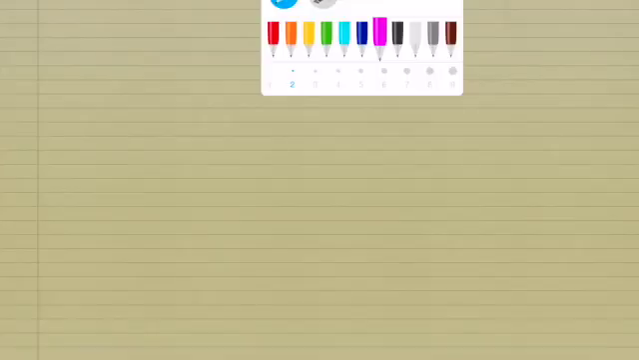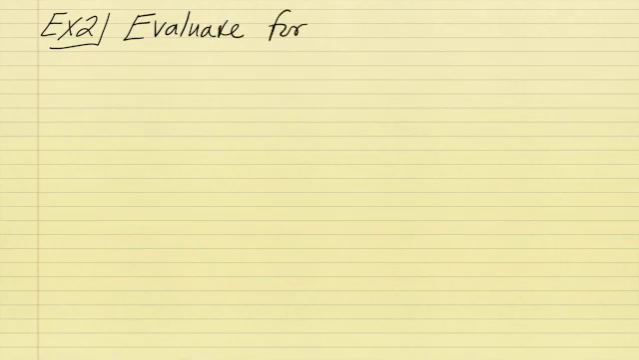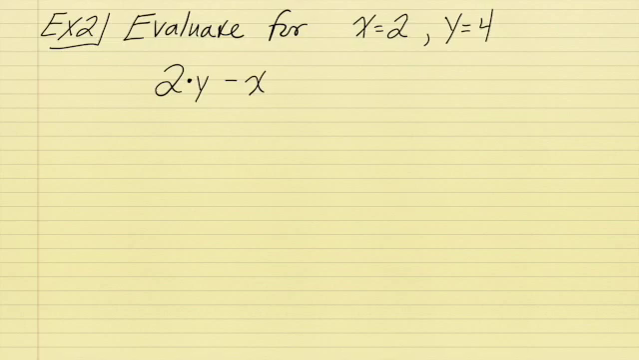Let's look at another one. Example number 2. Let's say the instruction says evaluate for, and let's do a couple of letters this time. x equals 2, y equals 4. So what if you have the expression 2 times y minus x?